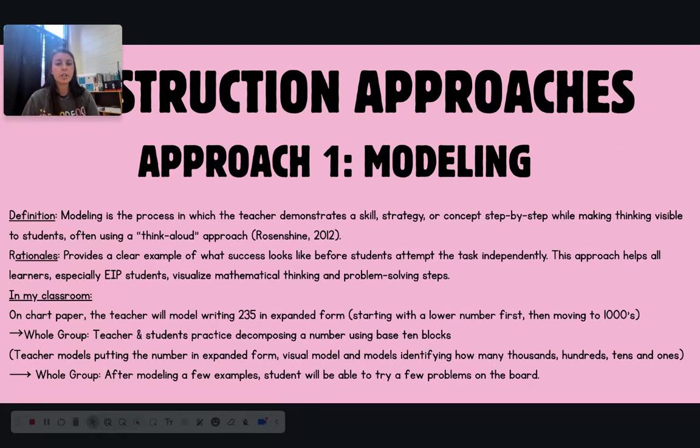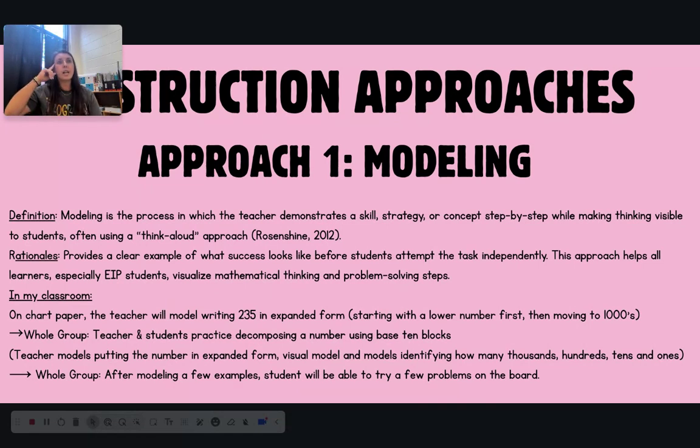So the first approach that I use, and I always do in my classroom, especially teaching third grade EIP, is modeling. Model. That is carved in my brain from teaching kindergarten and first grade for 8 years. Modeling is the process in which a teacher demonstrates a skill, a strategy, or a concept step by step while making the thinking visible to the students.